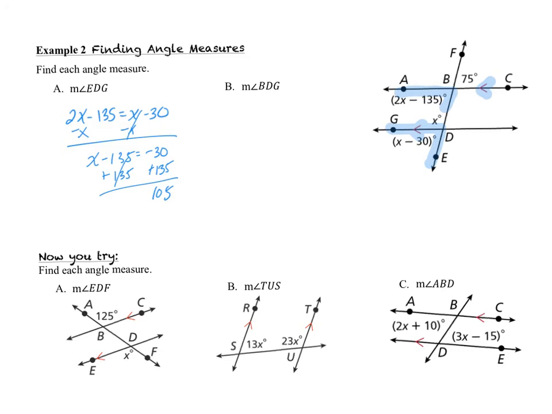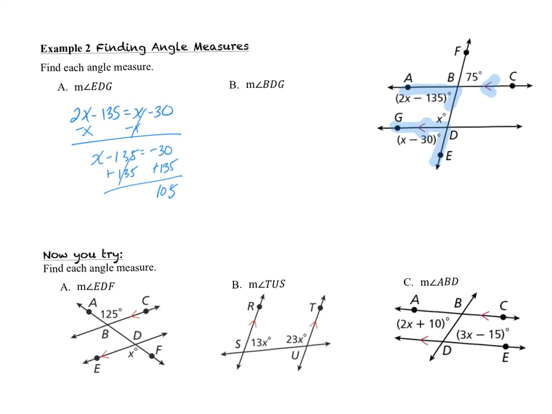So the measure of angle EDG is equal to x minus 30 degrees. Since we found that x was 105 degrees, we do 105 minus 30 degrees. So measure of angle EDG is equal to 75 degrees. Since measure of angle EDG is 75 degrees, if we look at our figure, and these are parallel lines cut by a transversal, then every acute angle is going to be 75 degrees.